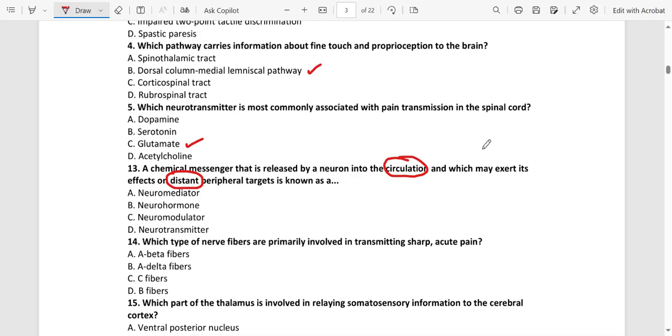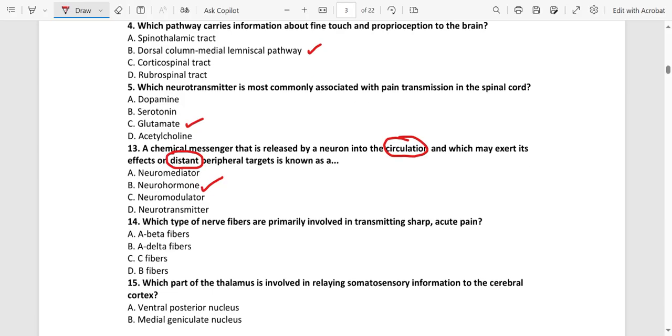So every time you're talking about a hormone, it is released into blood. Remember last year in physiology we did discuss the exocrine glands and the endocrine. We call them endo because we release the hormones into blood. Exocrine, there is no blood involved. You just release them via a duct. Okay. So that is the neurohormone. Hormone, it's always about circulation.